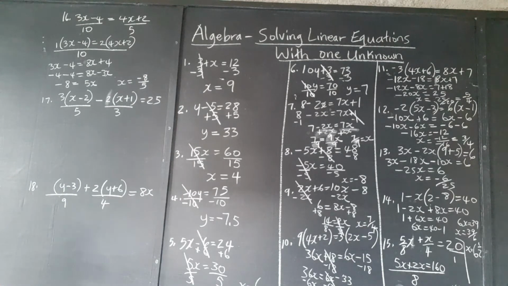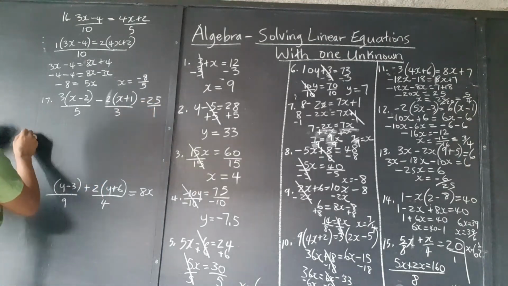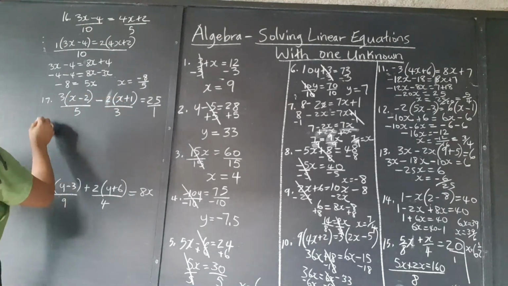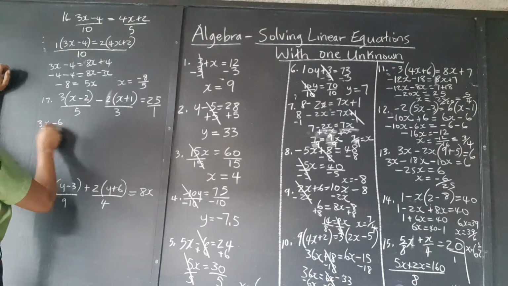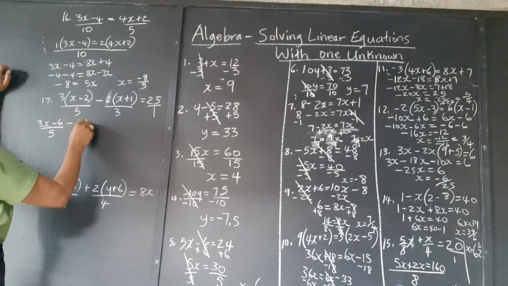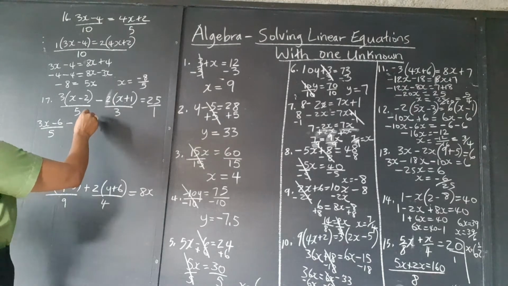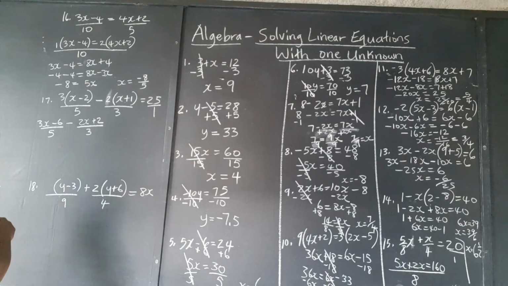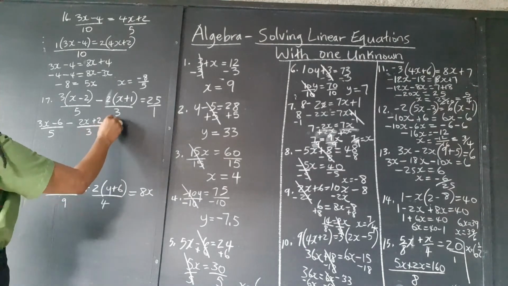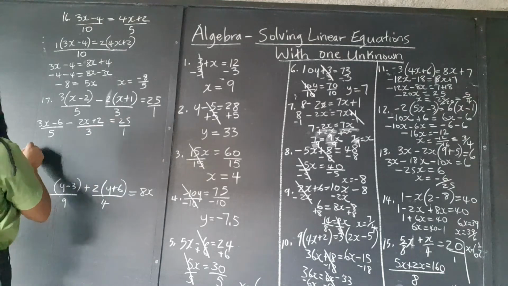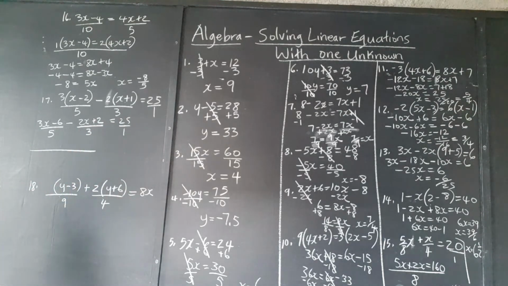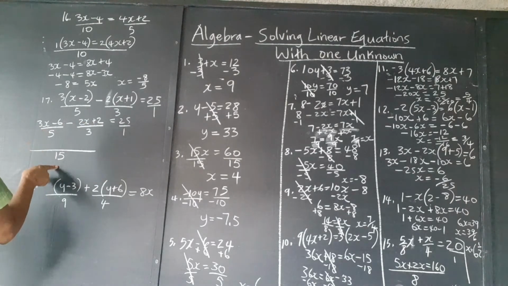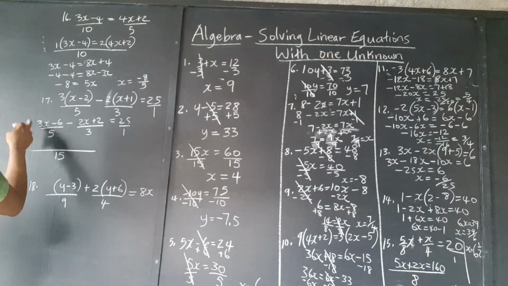Alright, so here now we have another fraction. First, let's expand the brackets, right? We are expanding the brackets. So we have 3x minus 6 over 5, minus 2x plus 2 over 3, and we have equals 25 over 1. So now we find the LCM of 5 and 3, which is 15. 5 into 15 goes 3 times, and we're multiplying each term by 3.